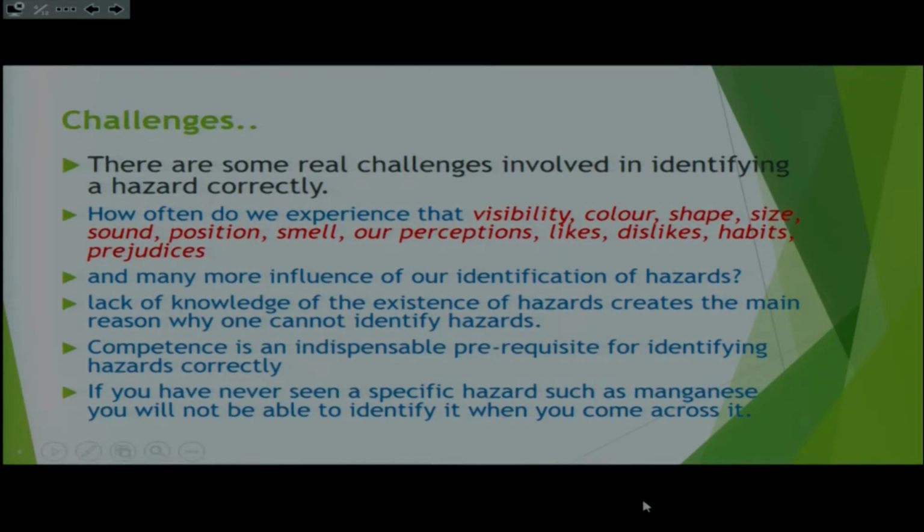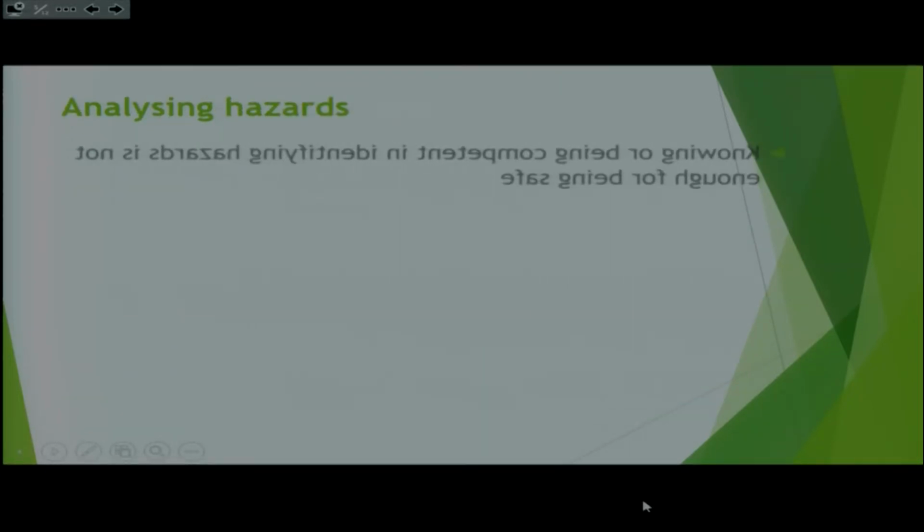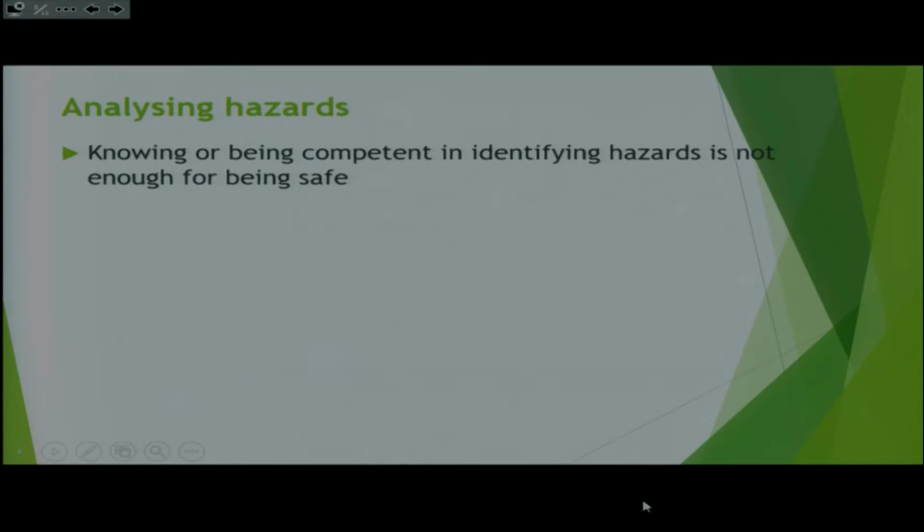You need to be aware of those hazards within any space, within any process, within any activity, or within every task that one carries out in the workplace. Competence is an indispensable prerequisite for identifying hazards correctly. If you have never seen a specific hazard such as manganese, you will not be able to identify it when you come across it. So competence is key in trying to identify hazards correctly.